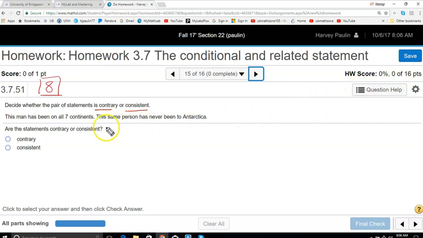So let's take a look at this. A man has been to all 7 continents. This same person has never been to Antarctica. Well, Antarctica is one of the continents. So these statements would be contrary.